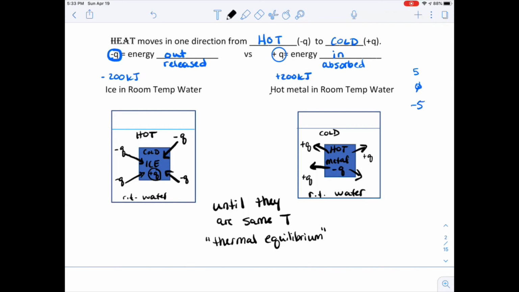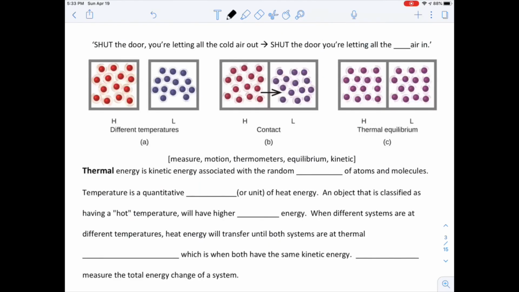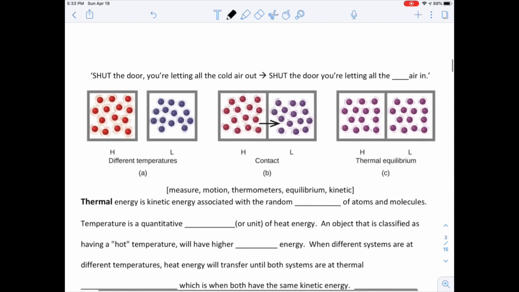So hopefully that visual really helps. Now, this is a great phrase that you might have heard growing up as a kid. Shut the door, you're letting all the cold air out. But we just talked about this. You don't shut the door letting all the cold air out. It's hot. Hot is what does the moving. You're letting all the hot air in, because that hot air is what has the energy and is coming in and heating the cold air.